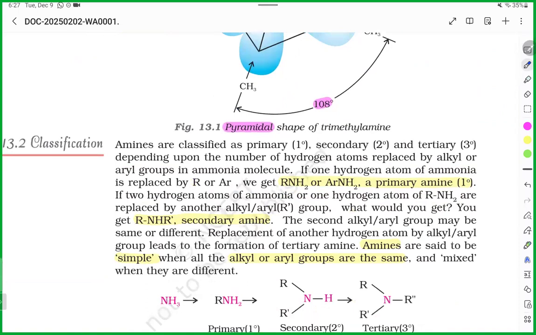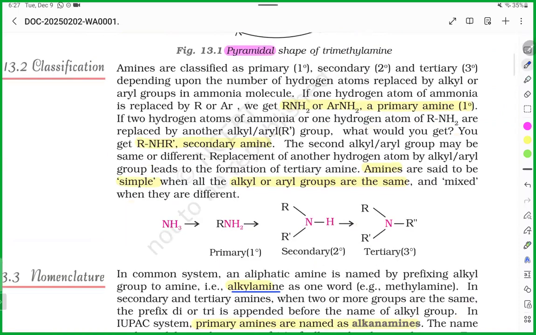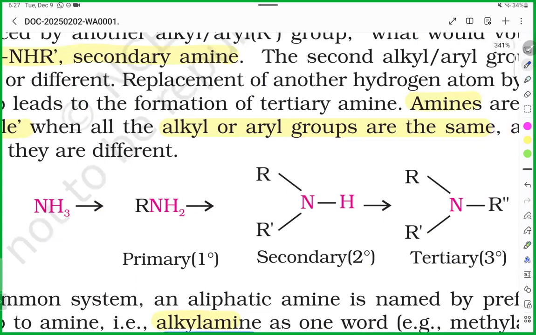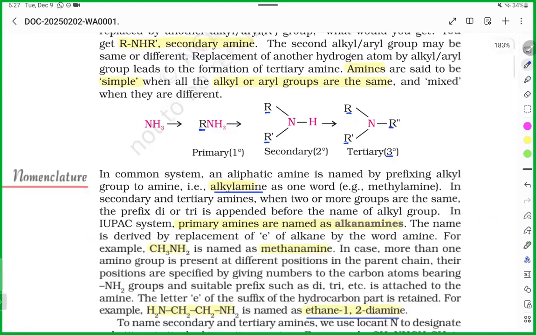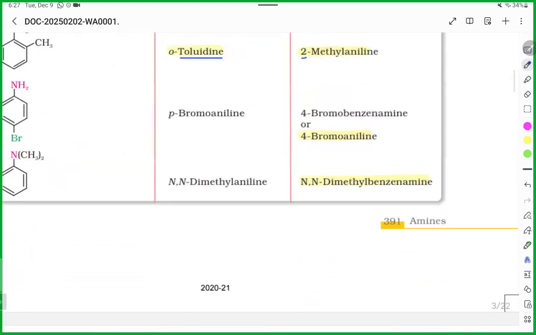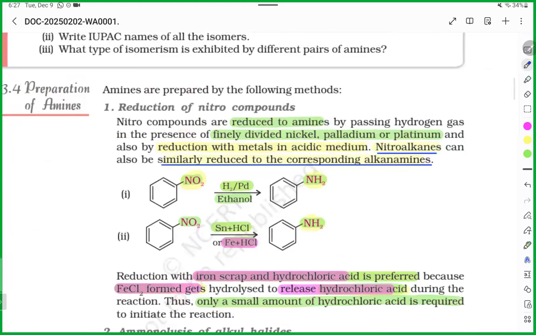We will not do this classification and all, but you should know the meaning of primary, secondary, and tertiary amine. If attached to one group, primary; two, secondary; and three, tertiary. Done. I will not go more into the detail. Primary, secondary, tertiary: attached to one, two, three. Directly come to the preparation of amine.